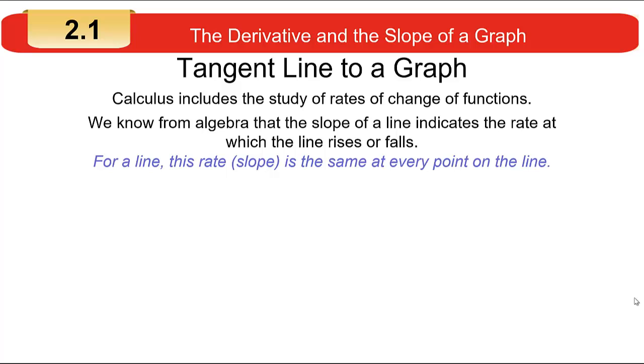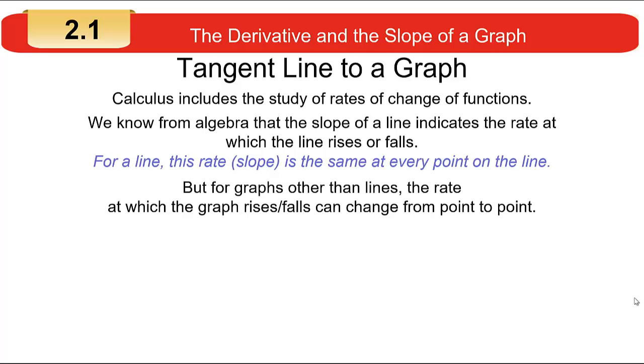We know from algebra that the slope of a line indicates the rate at which the line rises or falls. In fact, some of you have probably called the slope rise over run. That's a rate of change, how much it changes horizontally versus vertically. But for a line, that slope is the same at every point on the line. It doesn't change. But for other graphs, the rate of change, or another way of saying it, the rate at which the graph rises or falls, can change from point to point. So the rate of change is not the same everywhere on most graphs.